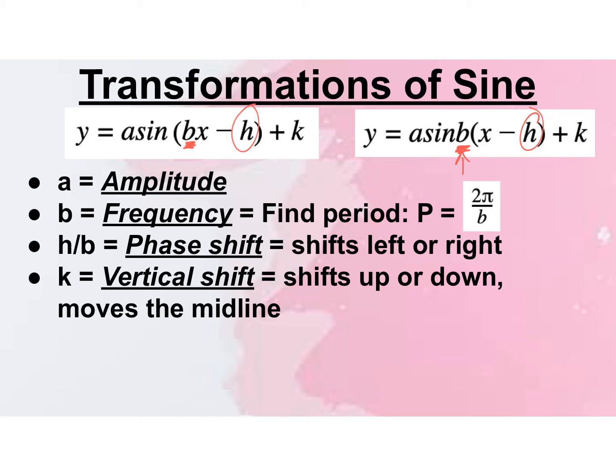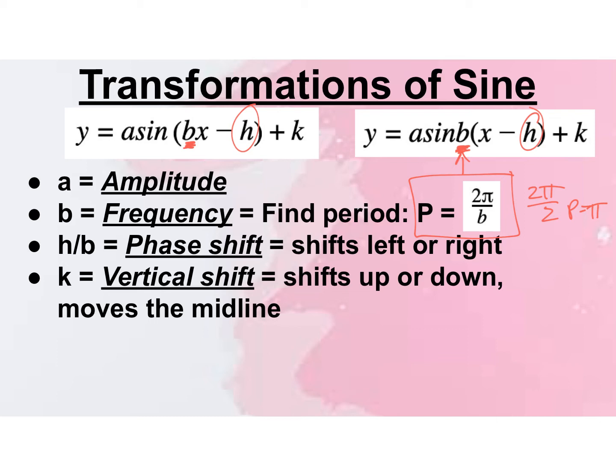So A is our amplitude, B is our frequency. It's going to help us find our period. The B does not tell us our period, but it helps us find it. It's this little formula that period equals 2 pi over B. So if B was 2, then we do 2 pi over 2, and I know that my period is pi, and now we've shrunk it a little bit.